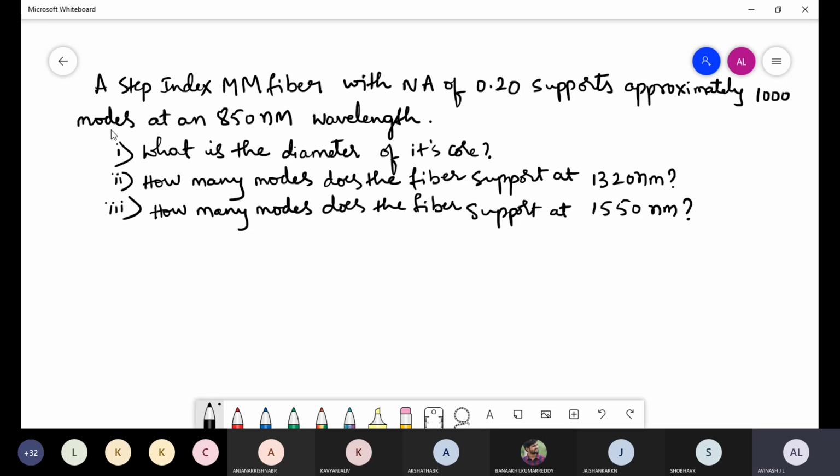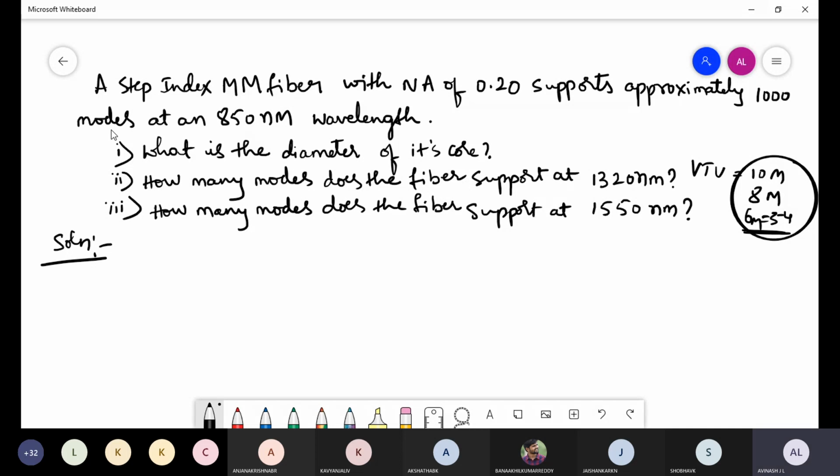Okay, this question was asked in VTU for 10 marks one time, 8 marks one time, and 6 marks 3 to 4 times. So this type of numerical is important, so kindly pay attention. We will go to the solution.